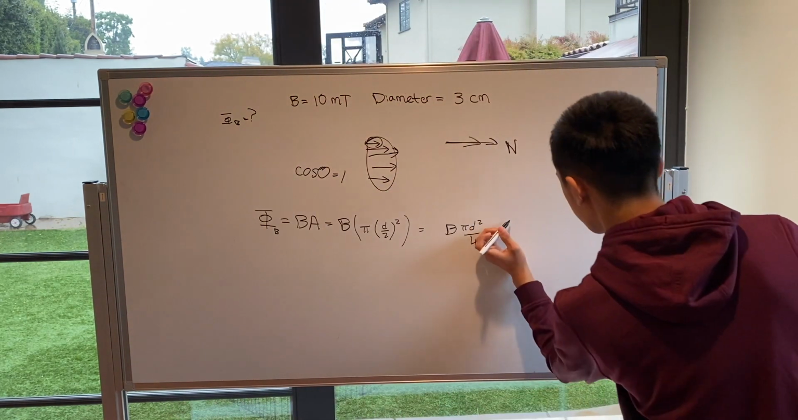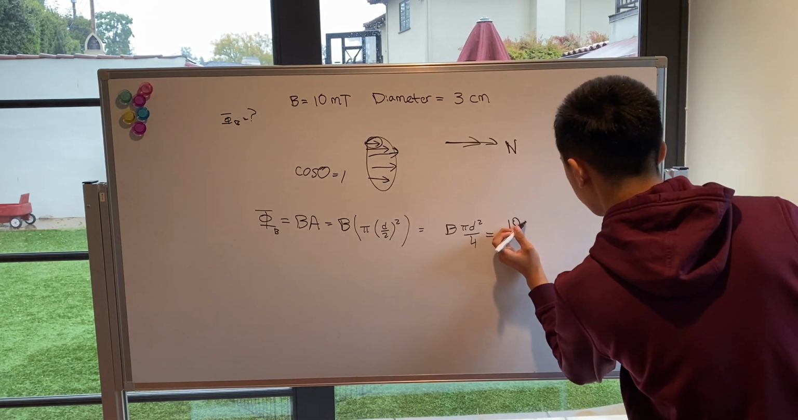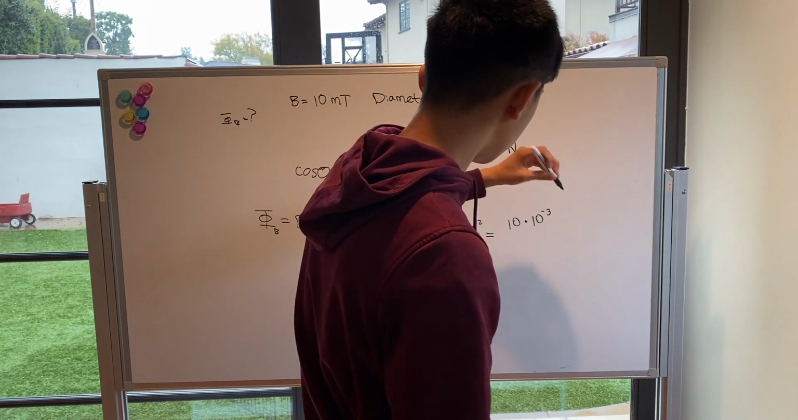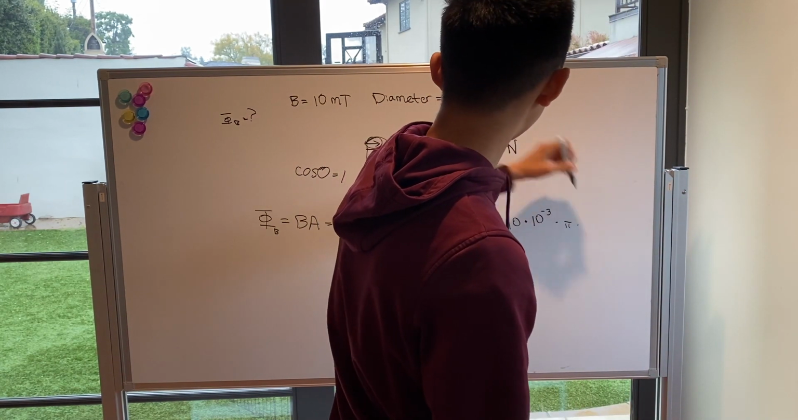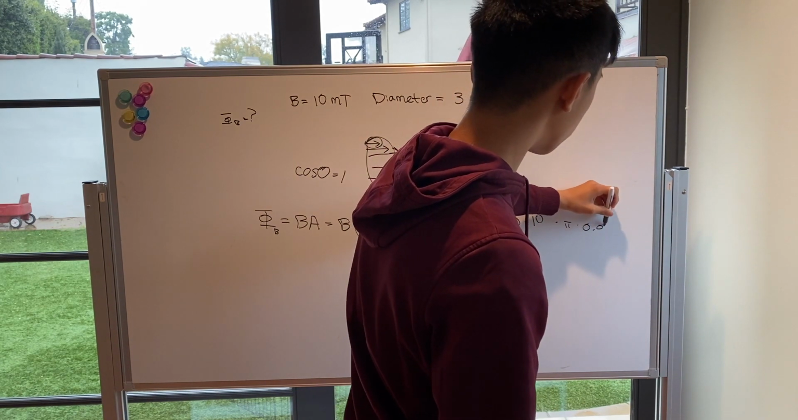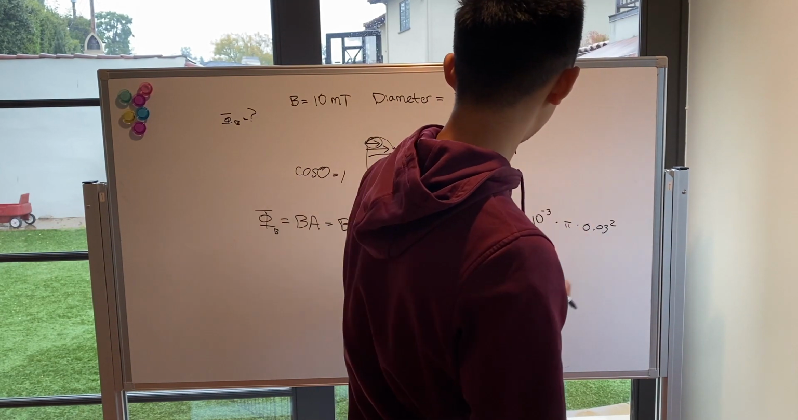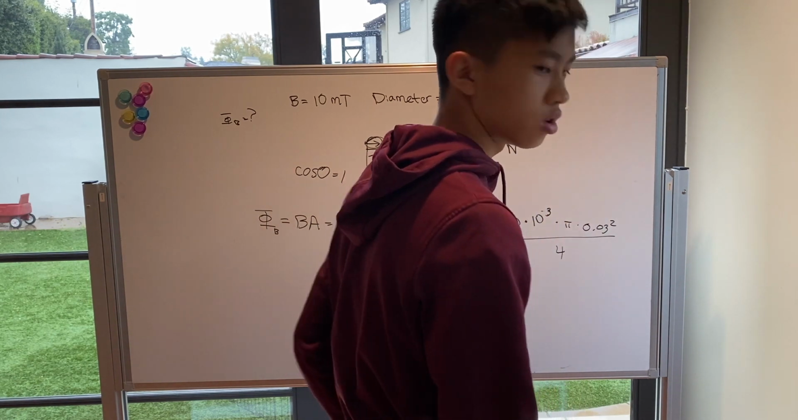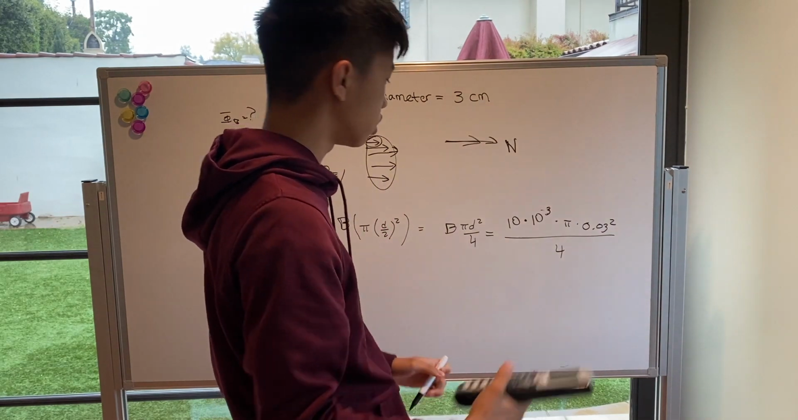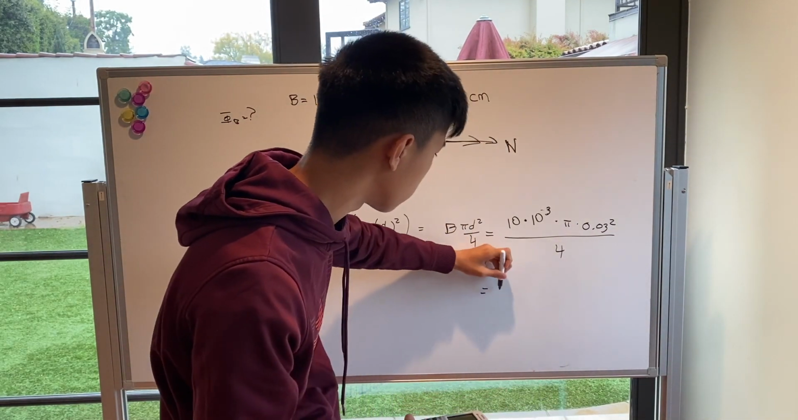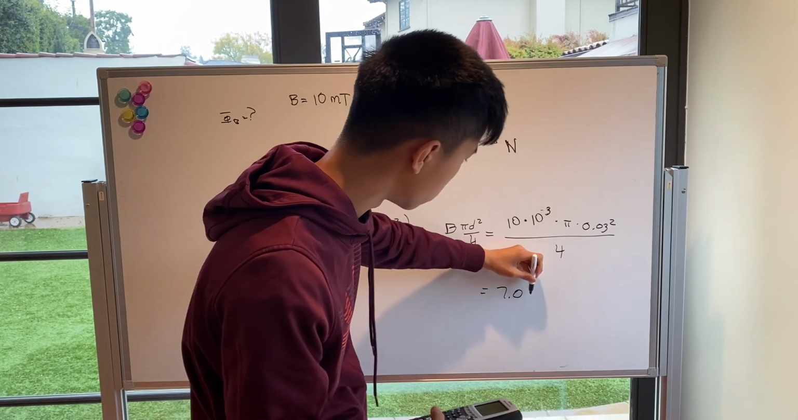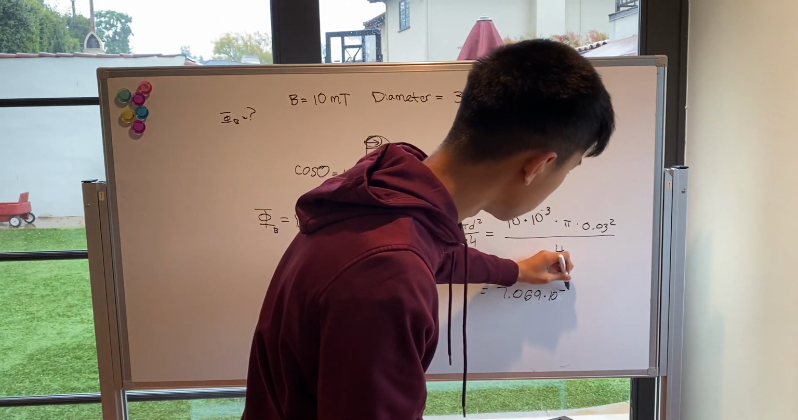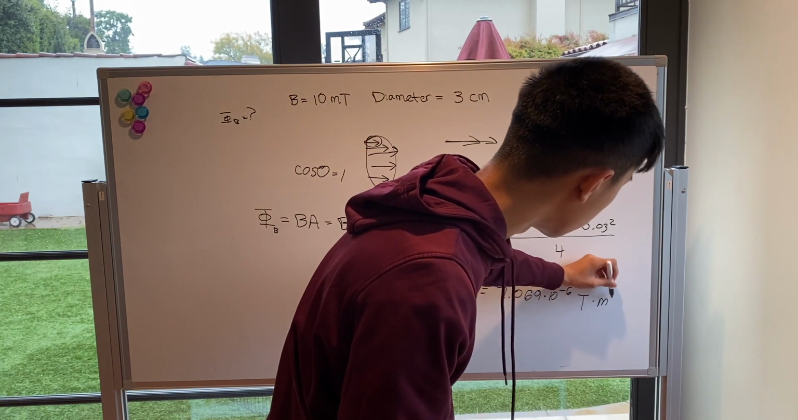So 10 milliteslas is 10 times 10 to the negative third times pi times 3 centimeters, which is 0.03, squared over 4. So if you plug this into your calculator, you would get 7.069 times 10 to the negative 6 Tesla times meter squared.